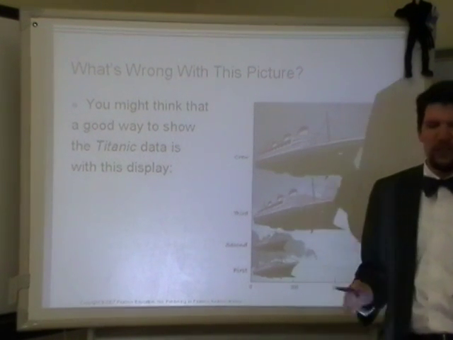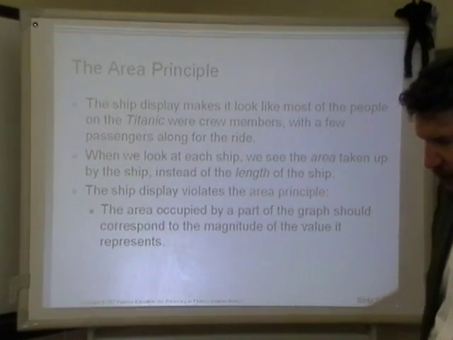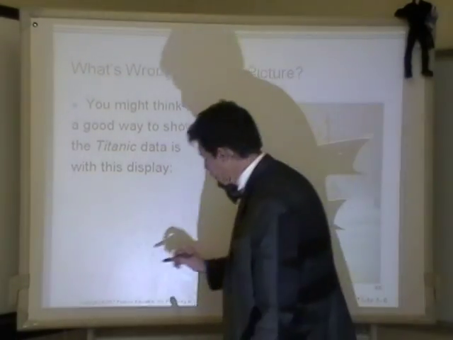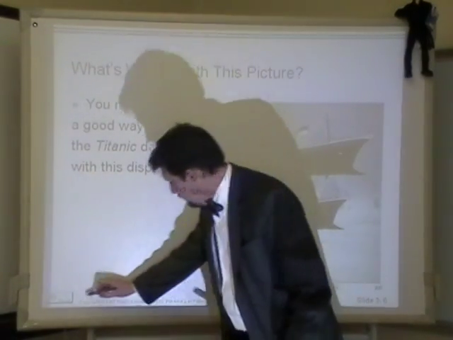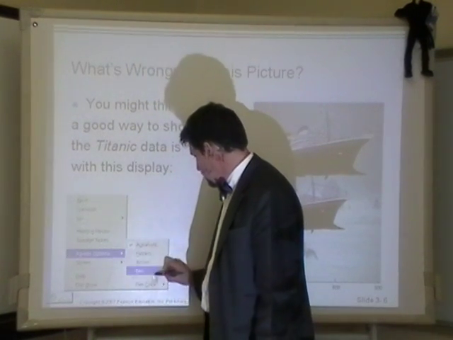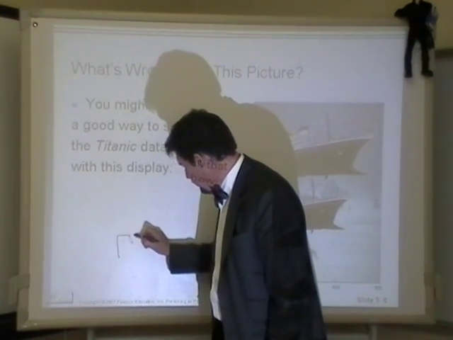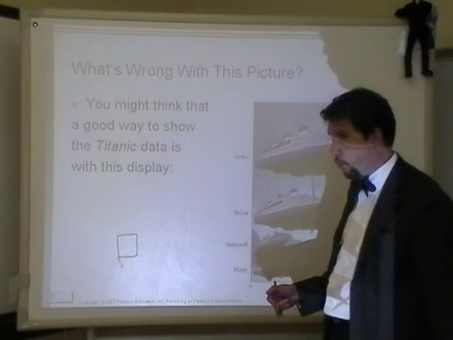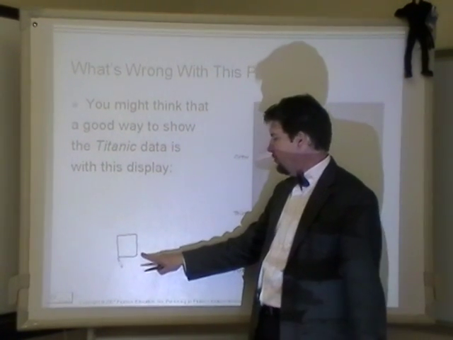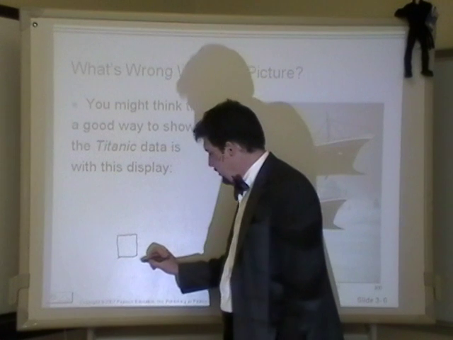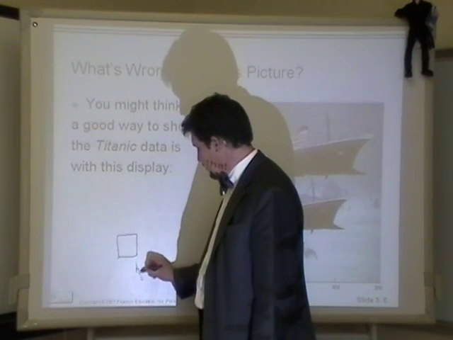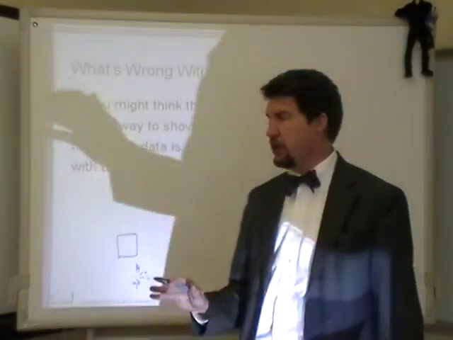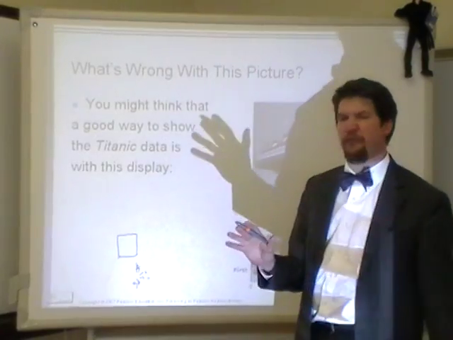This violates something called the area principle, and that's this slide right here, which is available on your slides. And here's how it works. Let's say that I use a square to represent the number of people on the Titanic. Okay, there it is. It's a perfect square, by the way, because I draw goodly. So this square represents the first class people, a total of 325. And let's say that the crew is exactly double that. So in the crew there are 650 people.